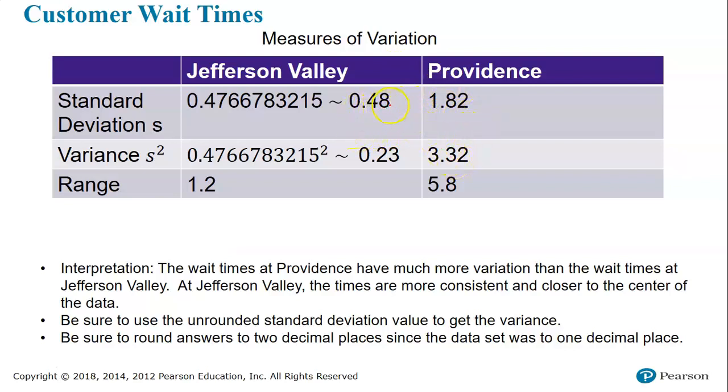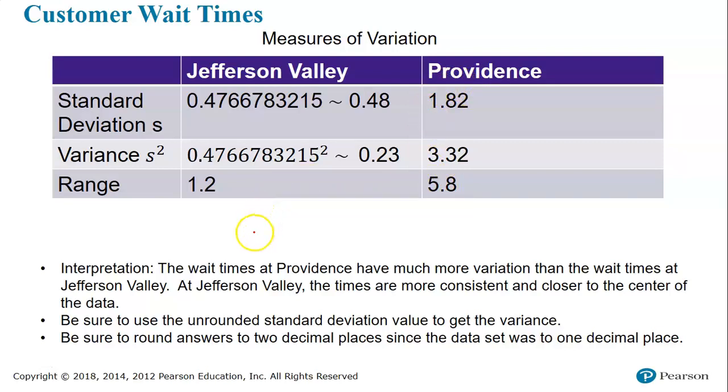One thing I wanted to make very clear is that you want to consider this entire value. Obviously, rounding it for standard deviation isn't a big deal, but if you take this answer and square it, you're not going to get the correct answer. You need to make sure that you take this whole long unrounded answer, square that, and then you can get the variance. So the variance needs to be the square of the unrounded standard deviation. Don't take the rounded value for that. So you can see that Jefferson Valley has much smaller measures of variation than does Providence. Providence has a lot more variation, so the data values are spread out more.